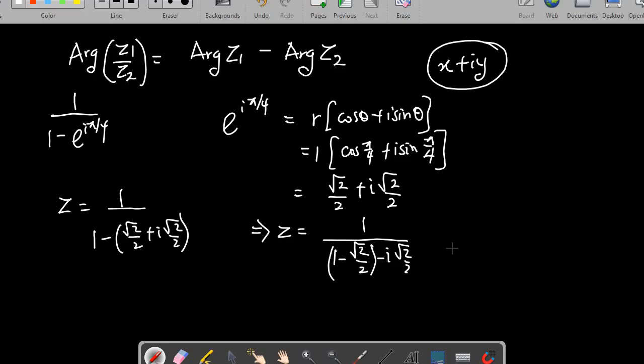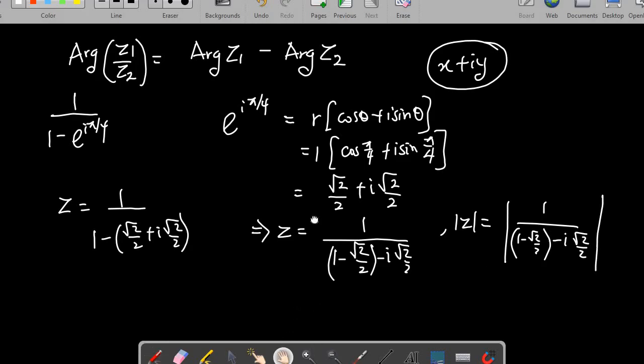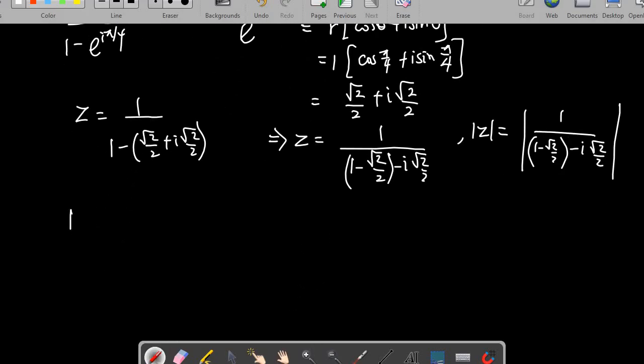Now I can find the modulus of this. The modulus of z will be the modulus of 1 over 1 minus root 2 over 2 minus i root 2 over 2. So let's find the modulus of this now. The modulus of z here will be equal to the modulus of 1, which is just 1, over the modulus of 1 minus root 2 over 2 minus i root 2 over 2.